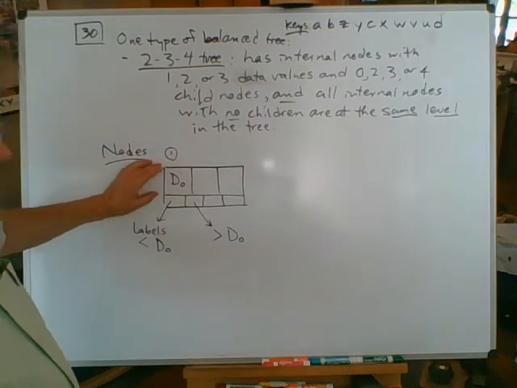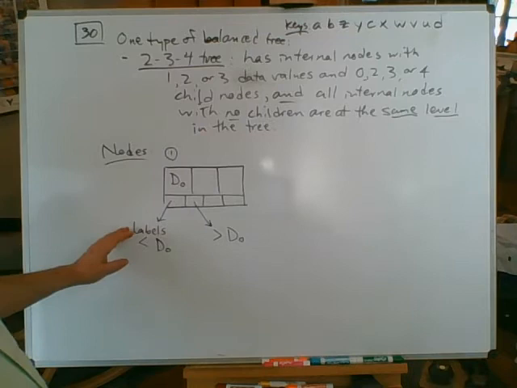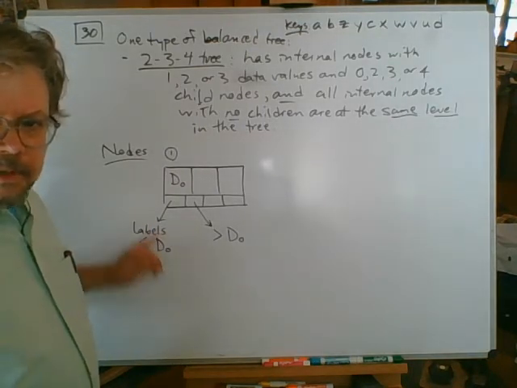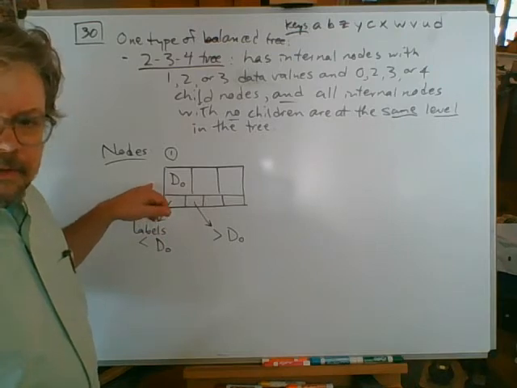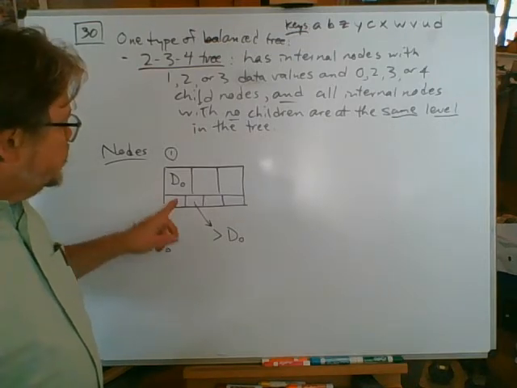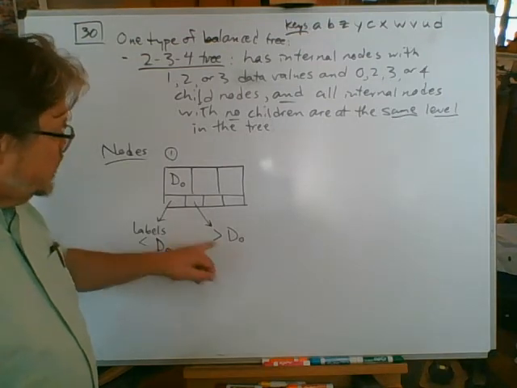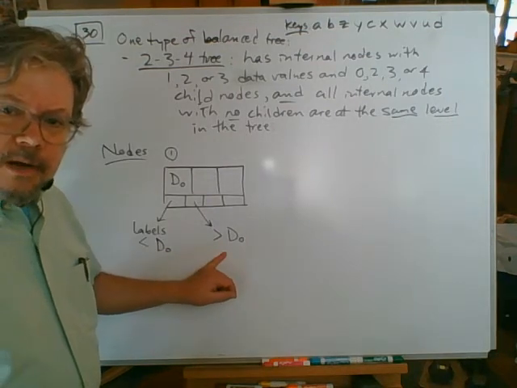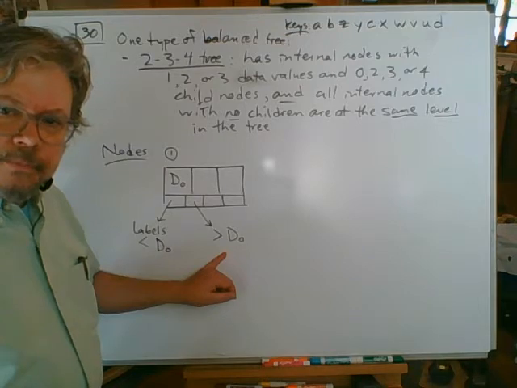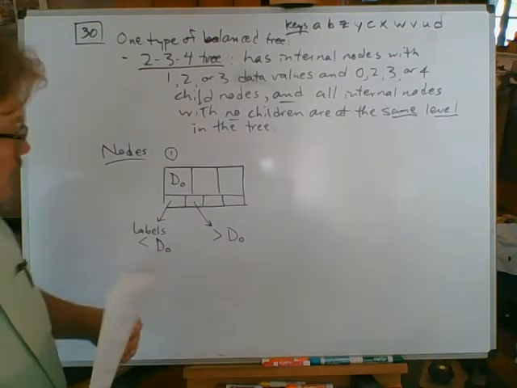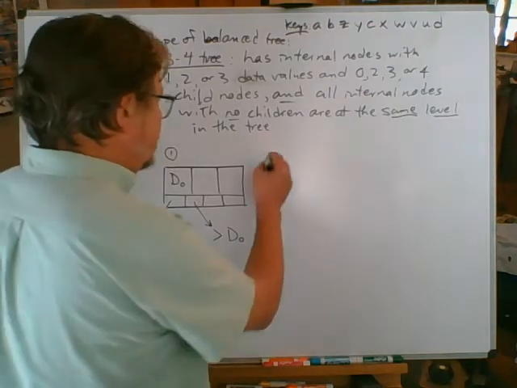We've got data in the node, and to the left are all the nodes that have data that are less than D0, where D0 is the data in the node of interest at the moment. To the right is the second pointer, and that's the greater than sign there. Then all the nodes with labels that are greater than D0 would be to the right. So if we had nothing but nodes like this, it would be a binary search tree. But that's not how it is.